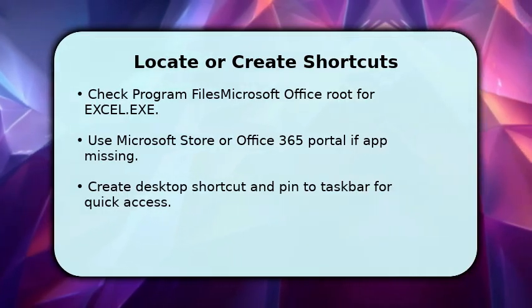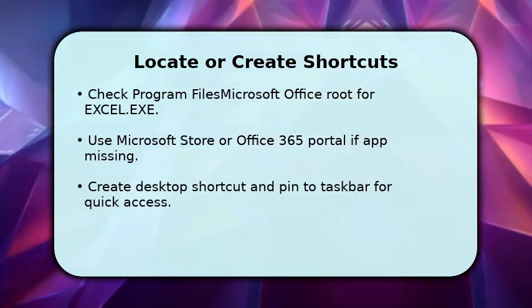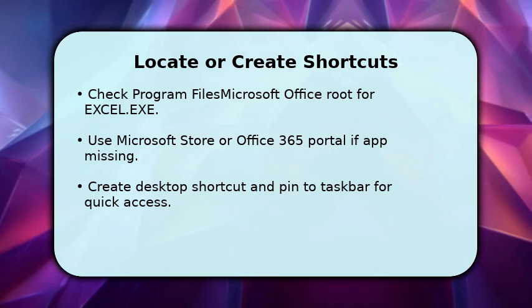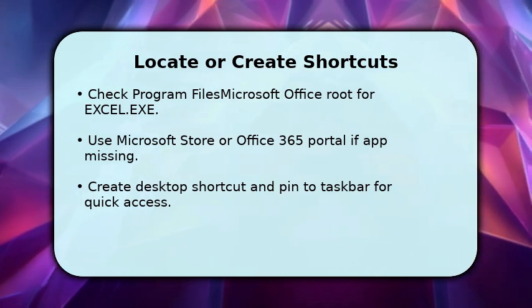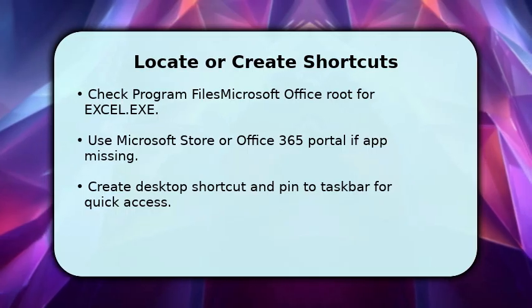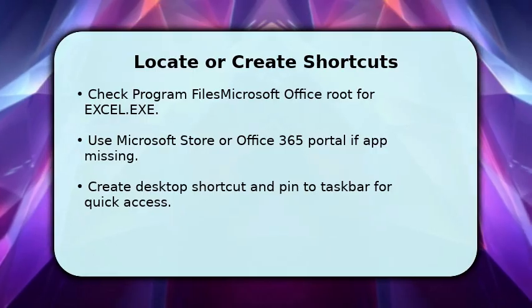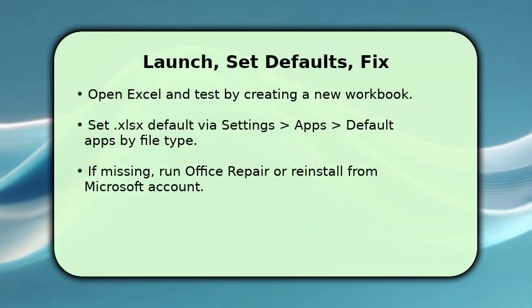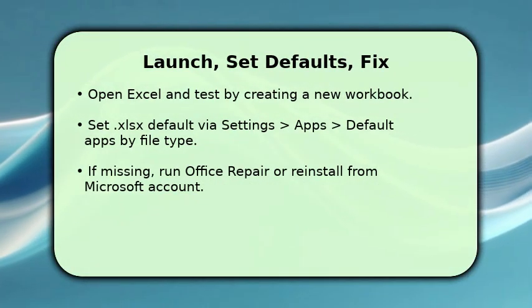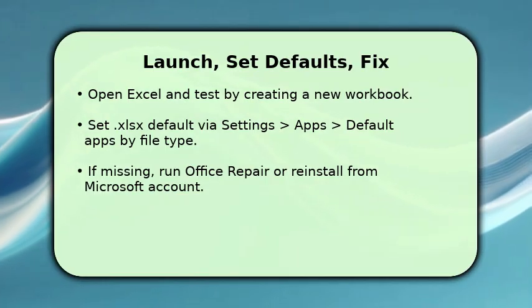If you have Office 365, sign into your account and install from your portal. Because online installs ensure you get the latest build and correct licensing tied to your account. You should now open Excel and create a new workbook to verify functionality. This confirms file associations and licensing.